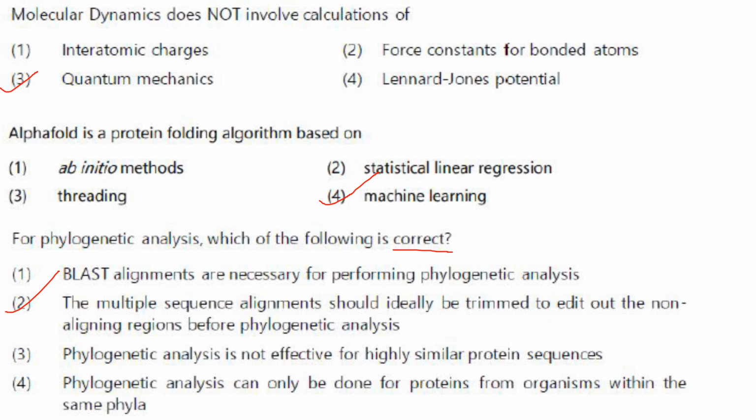Then next one. AlphaFold is a protein folding algorithm based on. So AlphaFold is an artificial intelligence program that can predict the 3D structure of protein based on their amino acid sequence. So AlphaFold is a protein folding algorithm based on machine learning. Answer is option 4.